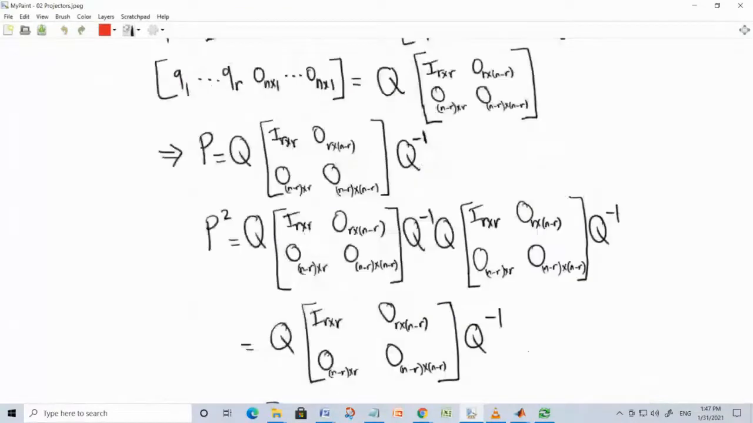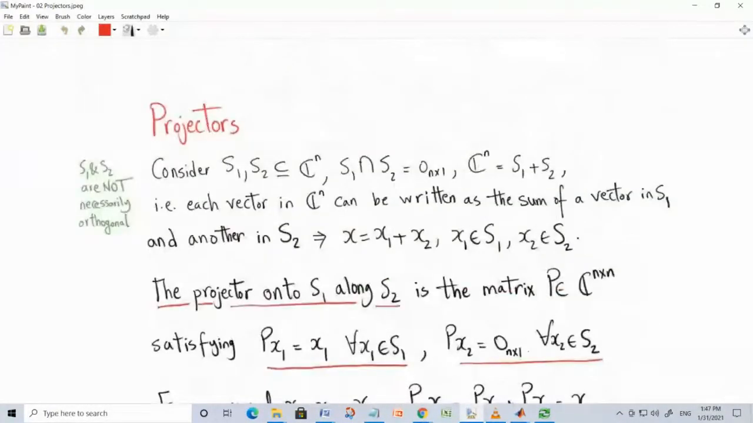Okay, so let's go to the next chapter on projectors. Basically, the story can start like this. Suppose that you have two subspaces in the n-dimensional space. These two subspaces intersect only in the all-zero vector. What is the meaning of something like this when I write that the n-dimensional complex space is equal to S1 plus S2?